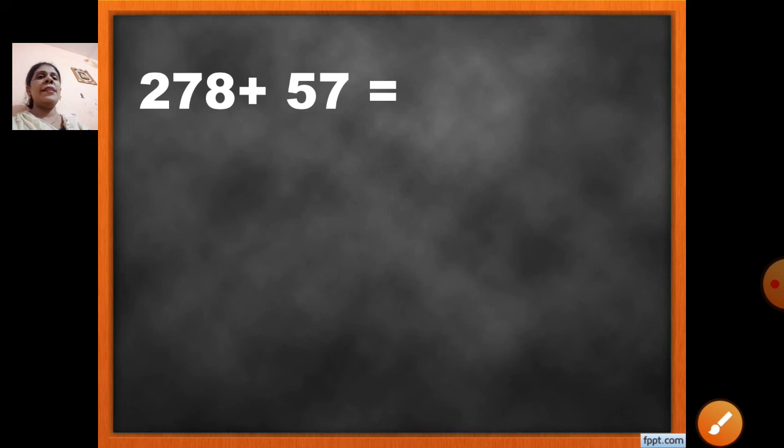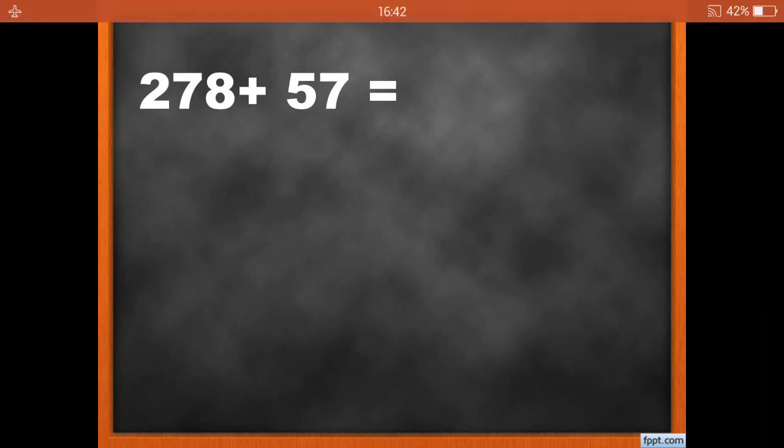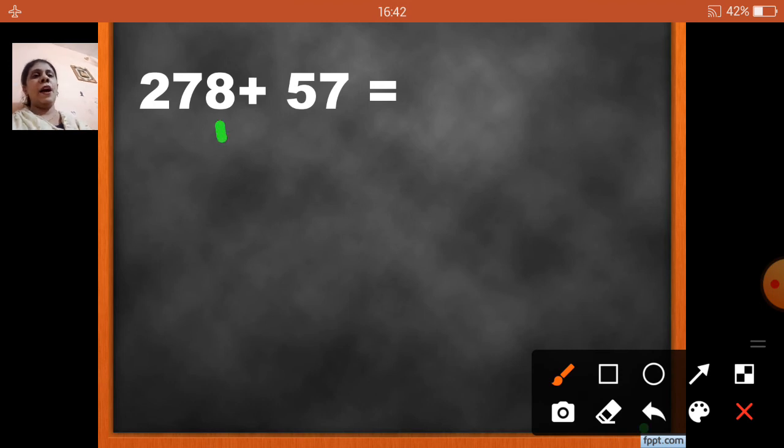Now, 278 plus 57. So, shall we start? Now, 8 plus 7, units with units. You don't have to add, children, 8 plus 5. That will be then units with tens. Units with units you have to add. So, 8 plus 7 is how much? 9, 10, 11, 12, 13, 14, 15. So, for 15, I will write 5.